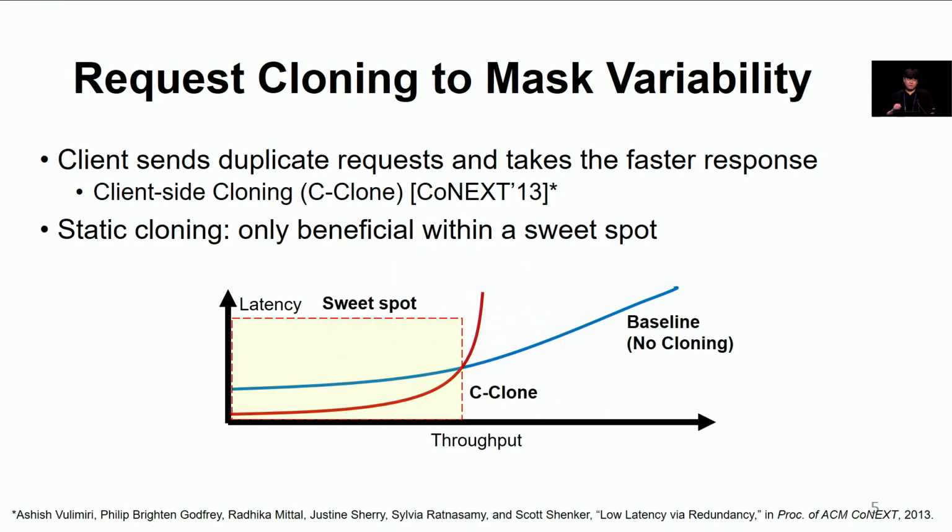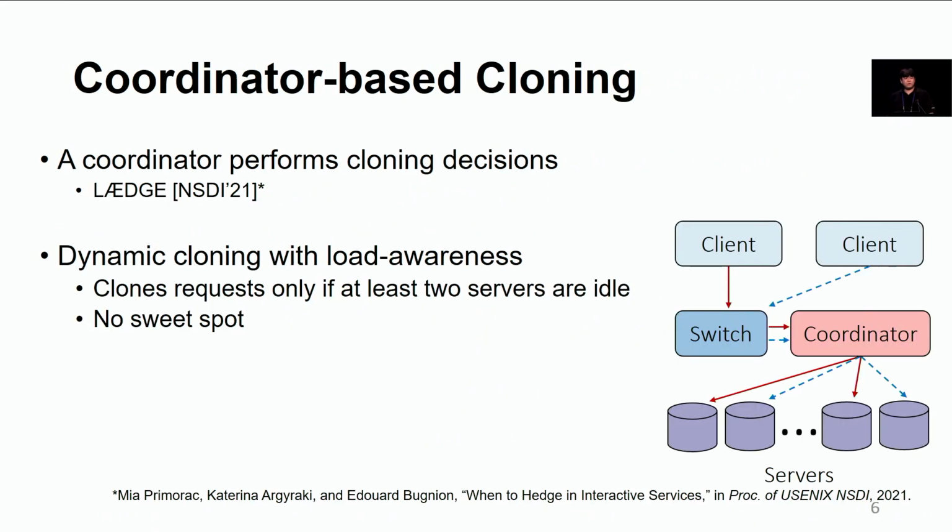However, while it is simple, it always clones the request, so it doubles the system load. A key drawback is that it is only beneficial within a sweet spot. In the figure below, you can see that the throughput is very limited, while there is some latency improvement within a sweet spot. To resolve this, recently, RAG, a coordinator-based approach, was proposed.